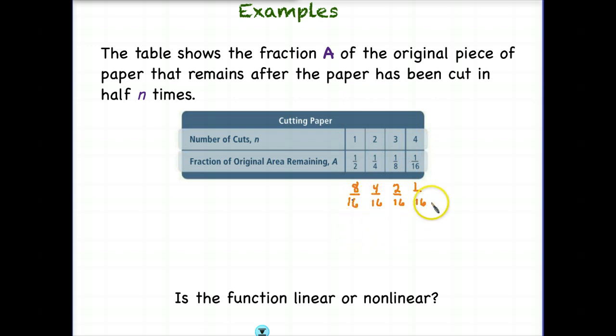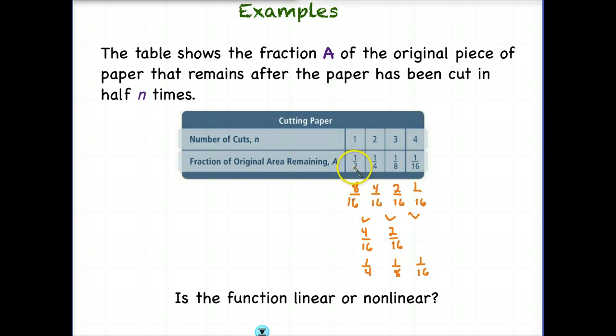Now it will be easy to see the decrease each time that we cut our paper. 8 minus 4 is 4, so this goes down by 4/16, but let's go ahead and reduce it. That gives us 1/4. So we drop down 1/4, from 1/2 to 1/4. Let's look at our second decrease. We go from 4 to 2, which is 2/16. And again, let's reduce that, and we end up with 1/8. So we do not have a constant amount. And let's do our final one. 2 minus 1 is 1. That leaves us with 1 over 16.